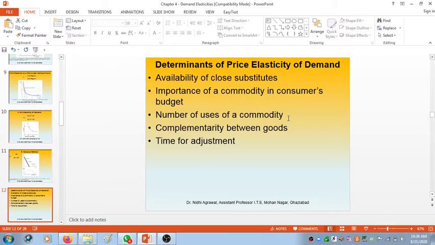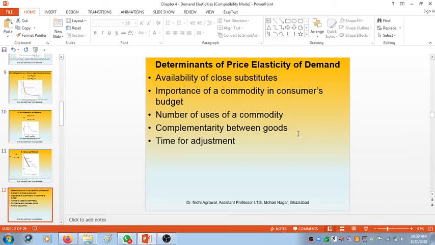Number of uses of a commodity, for example, milk. Milk is utilized for a number of uses. If the price of milk goes very high, then what will you do? You can use the milk only for some particular purposes. For example, if there is a patient or a newborn baby in your home, you will restrict the consumption from other alternative uses and use milk only for the most urgent requirements of the family. So if the price goes up, you will reduce your consumption. So elasticity will affect your demand.